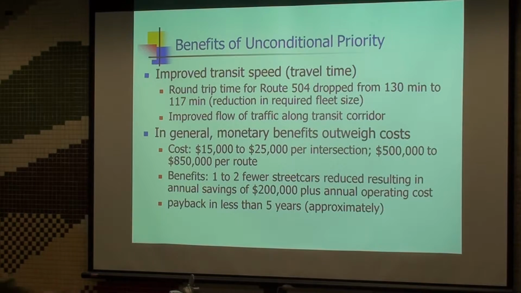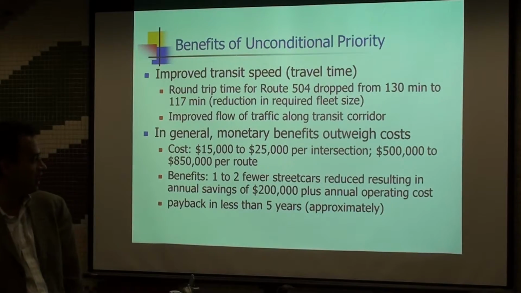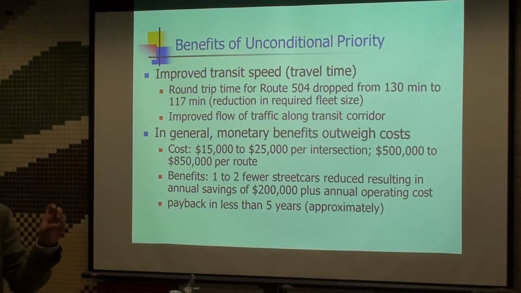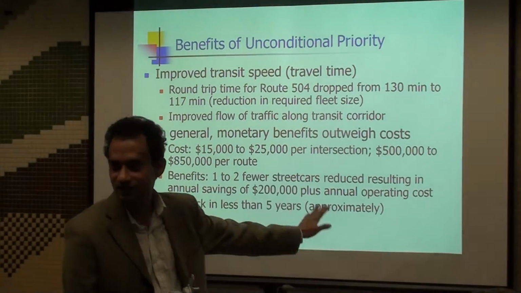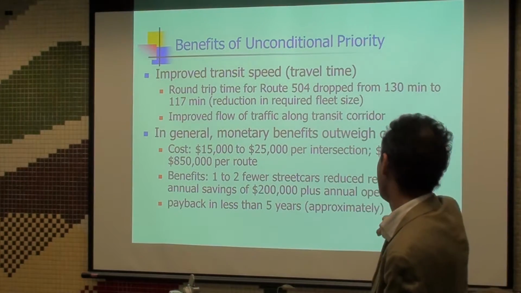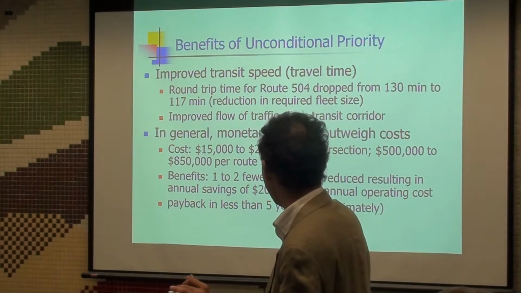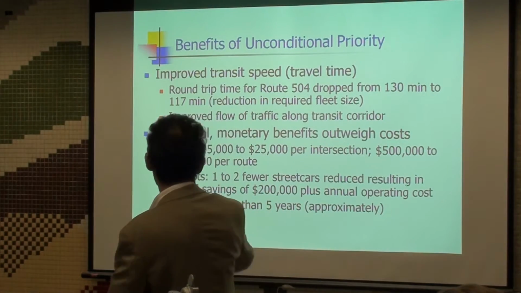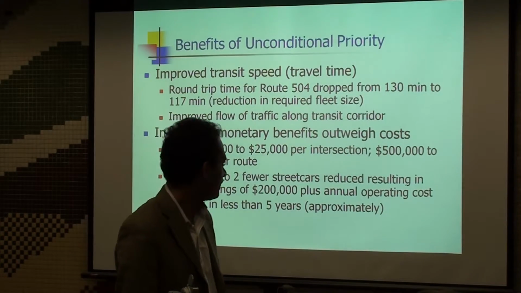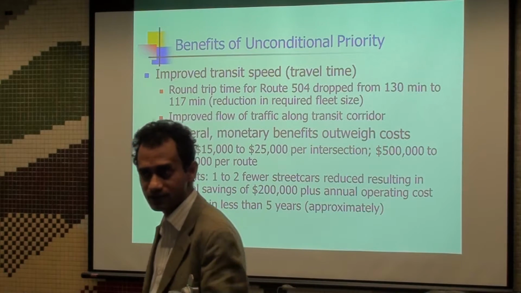And the cost saving was 1 to 2 fewer streetcars, reducing annual operating costs by 200K plus. So this is simply savings on the fleet size, and annual operating cost is not accounted for. It reduced a lot. And payback is in less than 5 years. Cost is generally 15,000 to 25,000 per intersection, and 500,000 to 850,000 per route. Of course, it depends on how long your routes are.